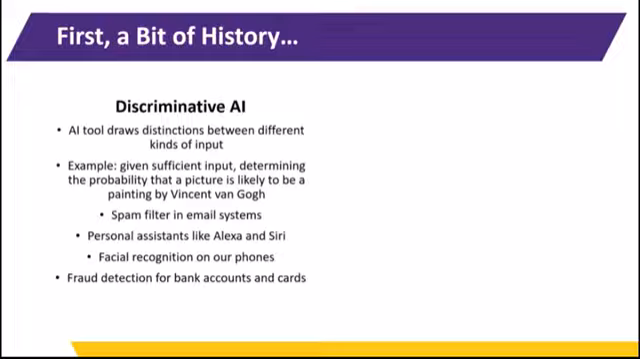Did you know that you're probably already using discriminative AI tools in your everyday life? The spam filter in our email systems, personal assistants like Alexa or Siri, facial recognition on our phones, and fraud detection systems that your bank might use to detect possible fraudulent transactions. Those are all examples of discriminative AI.